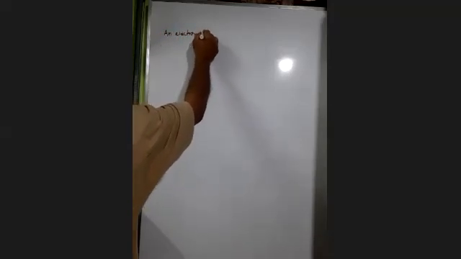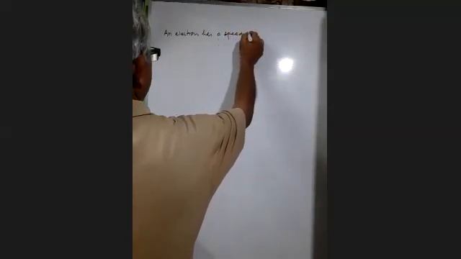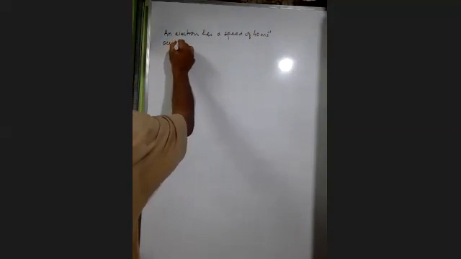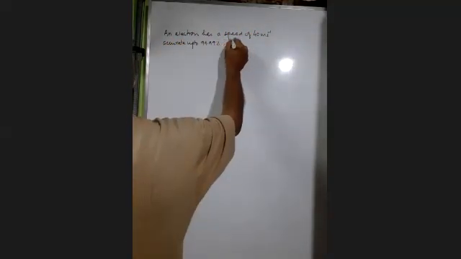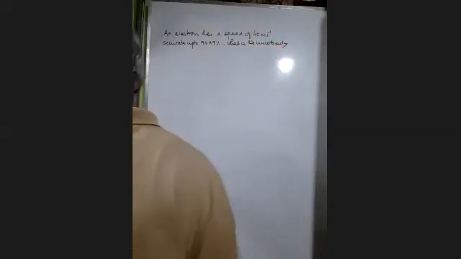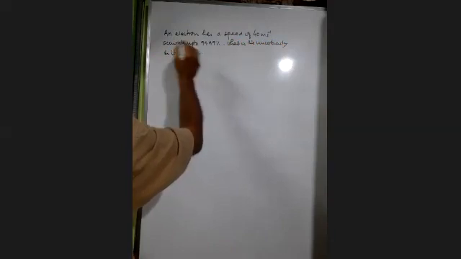An electron has a speed of 40 meters second inverse, accurate up to 99.99%. What is the uncertainty in its location? This sum is very common for your exam. Write it, then I'll explain to you.